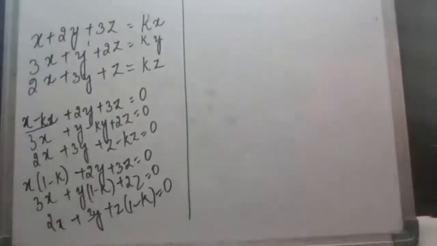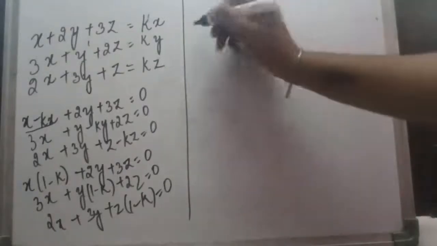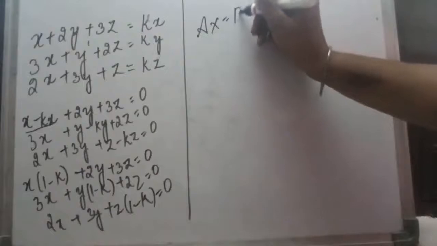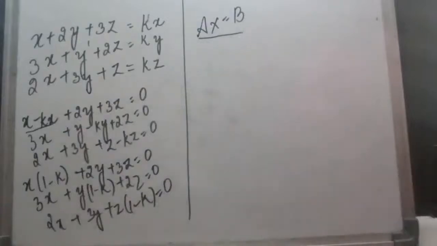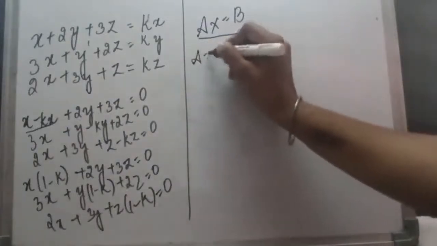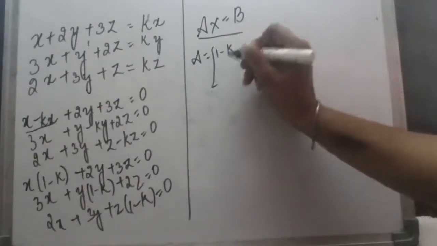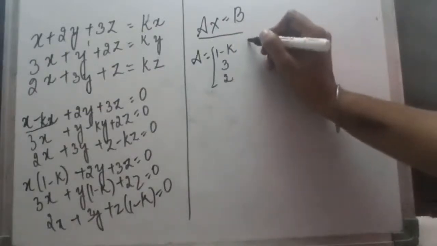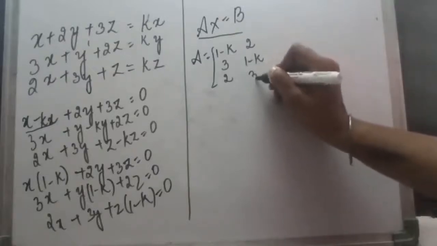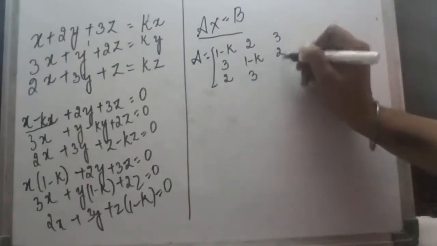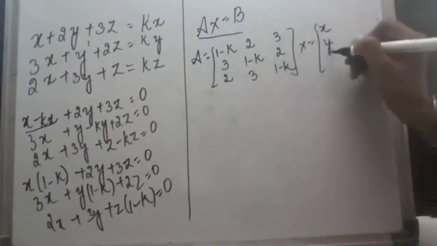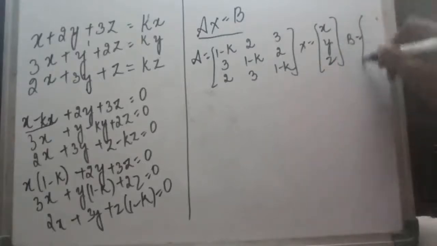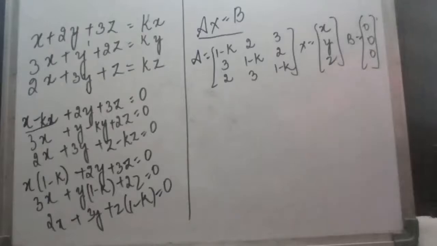So what will be my next step? As we have seen in every question, we used to start with the equation AX equals B. So here also we will take AX equals B, and we will separate out A from here. What is A? A is 1 minus k, 3 and 2, then 2, 1 minus k and 3, and the third column 3, 2, 1 minus k. My X here is x, y, z, and B is here 0, 0 and 0, right?